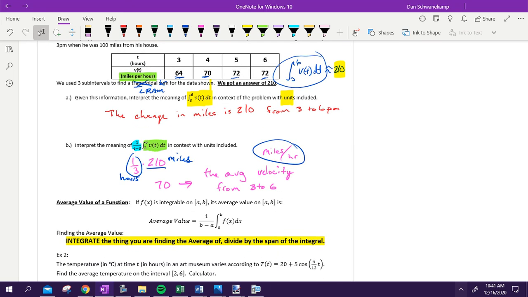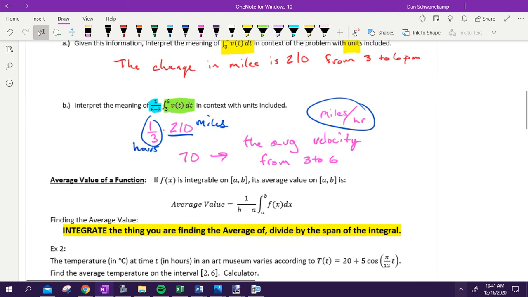Why wouldn't you divide by 3 with a 7 rule instead of 6 minus 3? It would get you the same thing. I know. Well, yeah, they're both divided by 3, but what if there were 4 7 rules? It wouldn't matter because you're dividing by the amount of time. However much time is spanning is what we're going to divide by. It doesn't matter necessarily how wide each interval is. It depends on what the total amount of time passed.